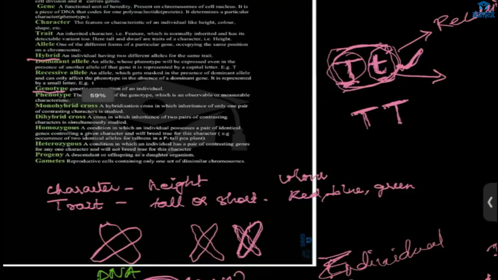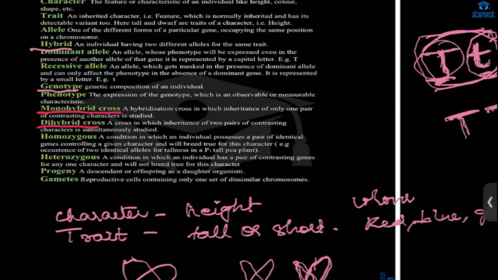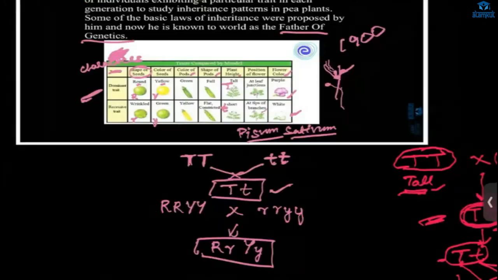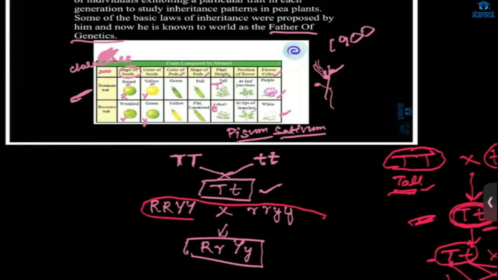Monohybrid cross and dihybrid cross. Monohybrid cross means only one cross between individuals based on one character. It could be tallness, height. It is the same thing only. Like color of the flower. Only one trait they are doing the cross. In dihybrid cross, what will happen? They are taking two characters, shape of seed and color of seed, like that.